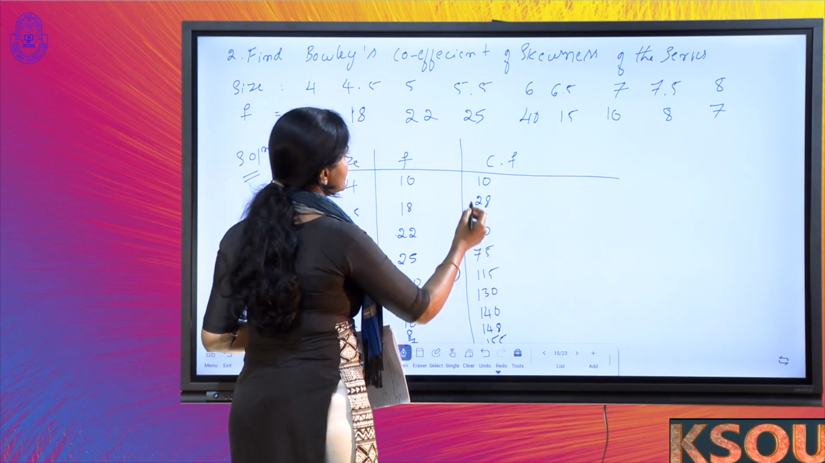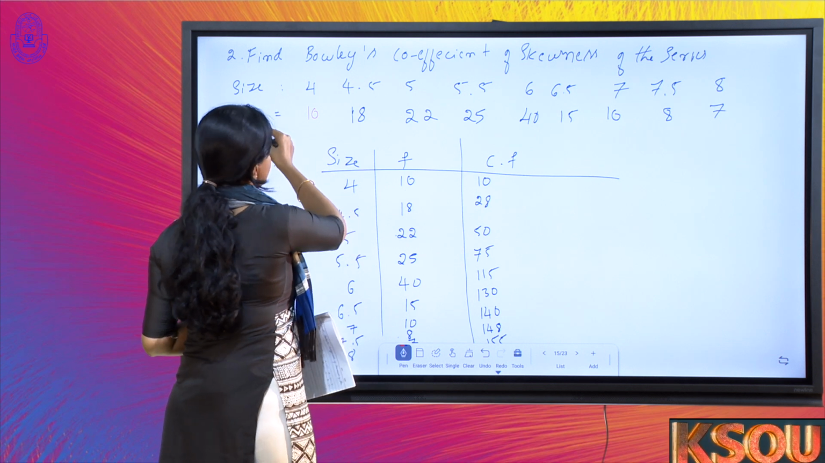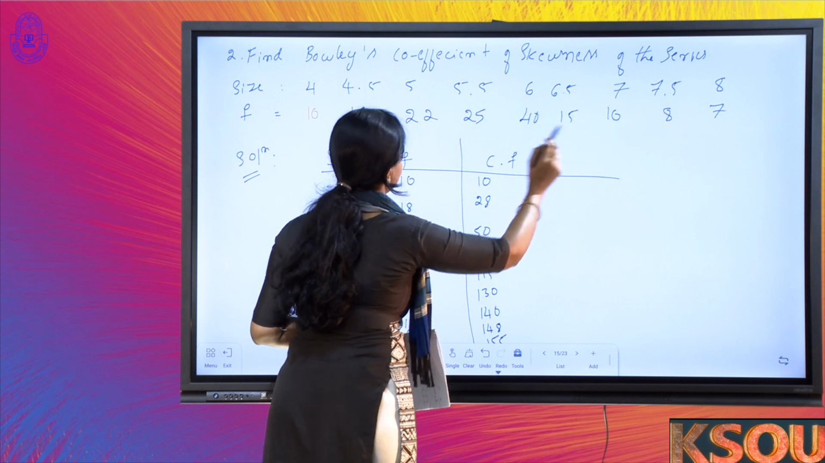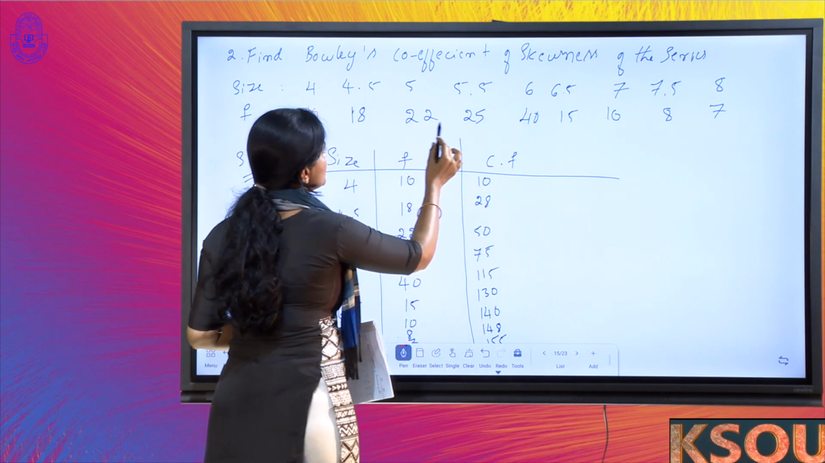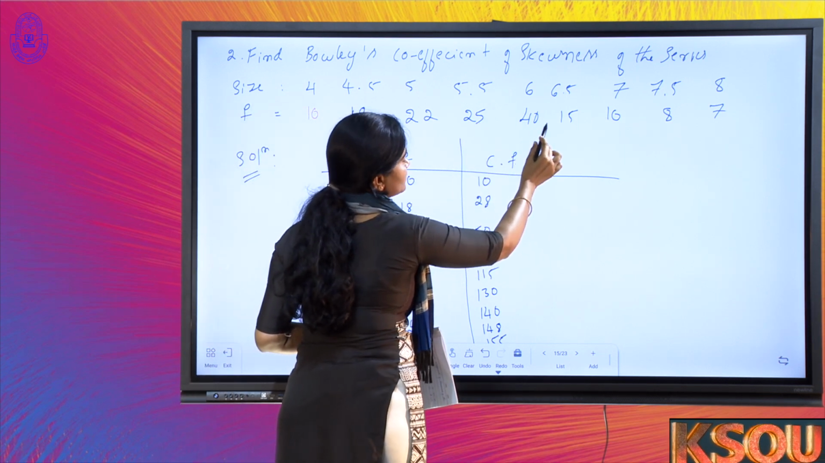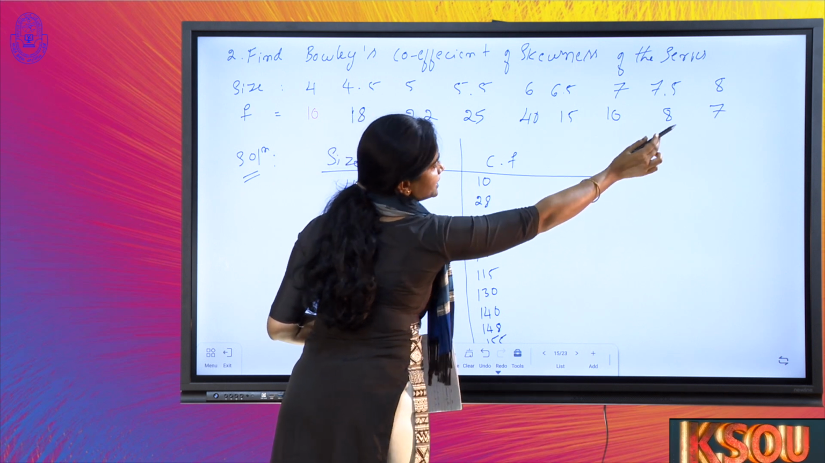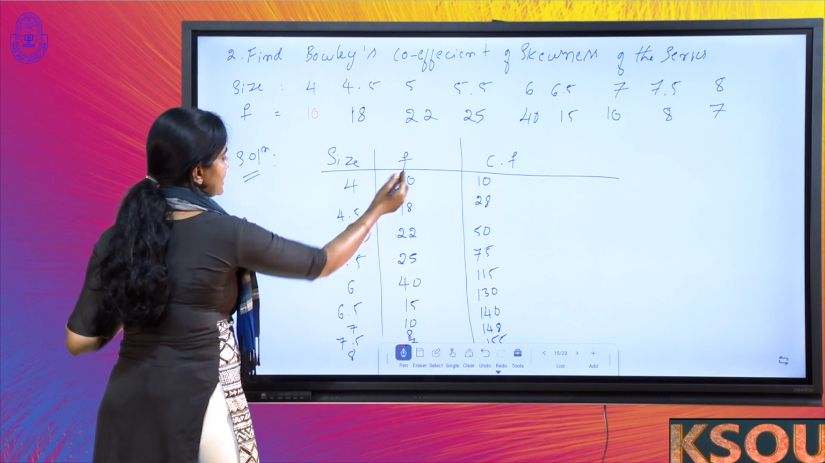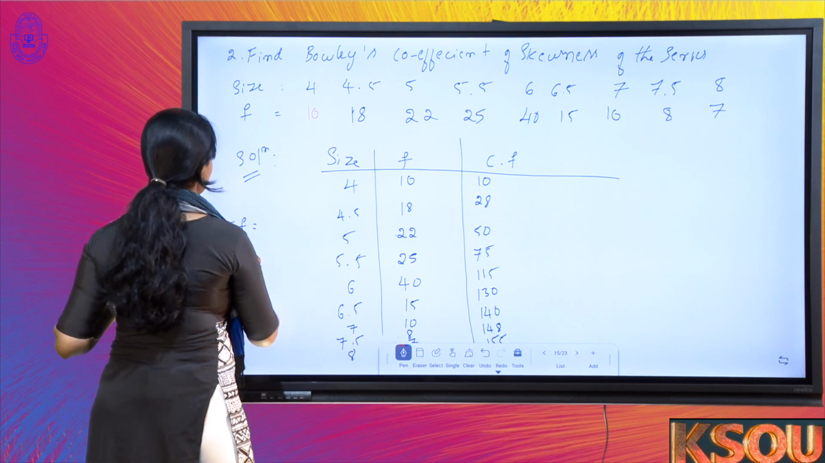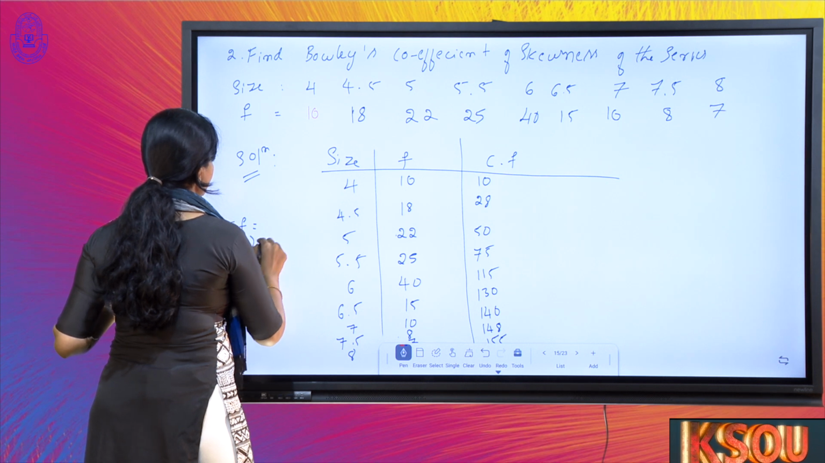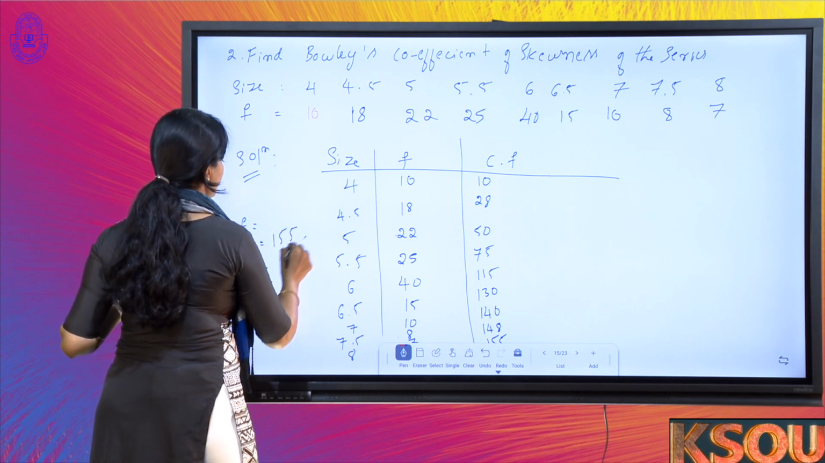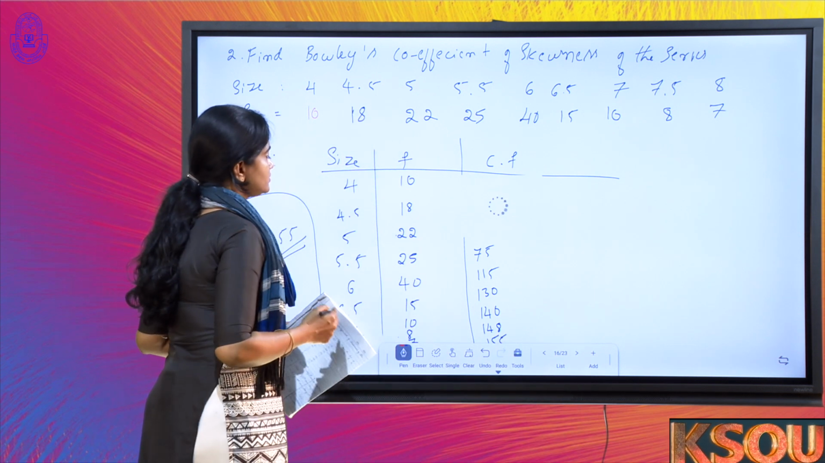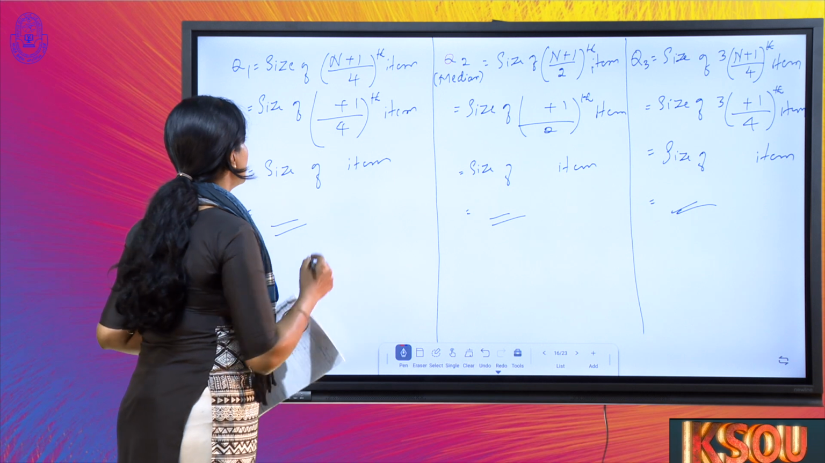So, if you consider total frequency of this, that is capital letter N, summation f, means 10 plus 18 plus 22 plus 25 plus 40 plus 15 plus 10 plus 8 plus 7, you will have to get the value summation f. Here I have written here. So, at the end you will have to get summation f for capital N is equal to 155. So, this is the capital N value. So, take that 155 here.